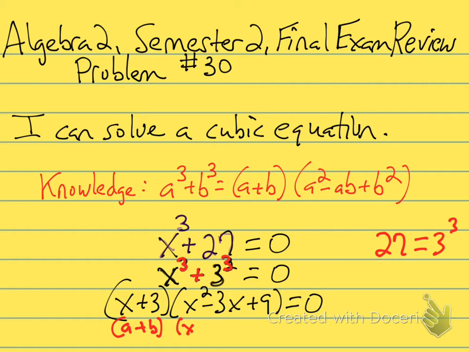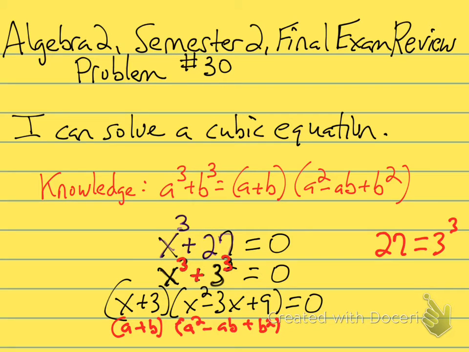And then an x squared, or an a squared as in the pattern, minus a times b, plus the b squared. So hopefully you can see how the pattern fits with our problem, only instead of a's and b's, we have x's and 3's.